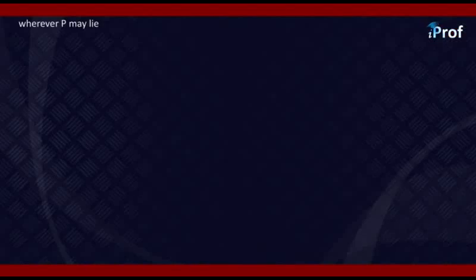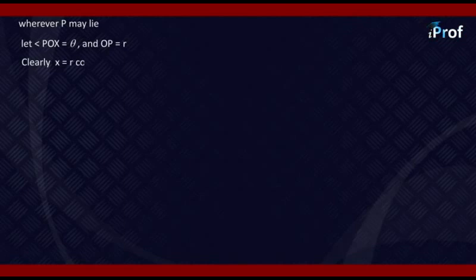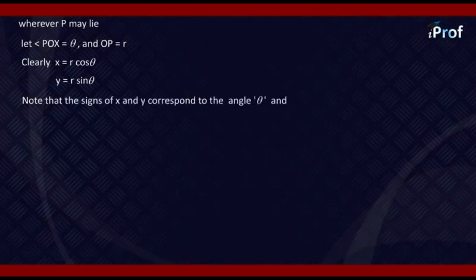Wherever P may lie, let angle POX be equal to theta and OP be equal to r. Clearly, x will be equal to r cos theta and y will be equal to r sin theta. Note that the sign of x and y corresponds to the angle and the quadrant in which it lies.